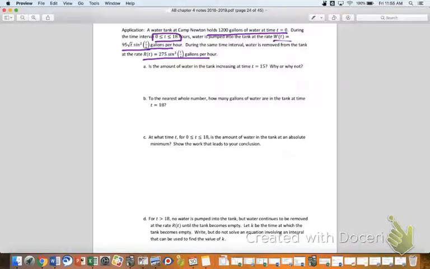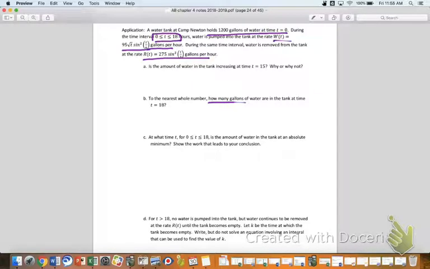Let's read B here. It says, to the nearest whole number, how many gallons of water are in the tank at time t equals 18? I feel like there are 2, maybe 3 words in this question that tell you exactly what to do. What do you think those 2 or 3 words are? How many gallons? So when you see that kind of wording right there, what are we talking about?